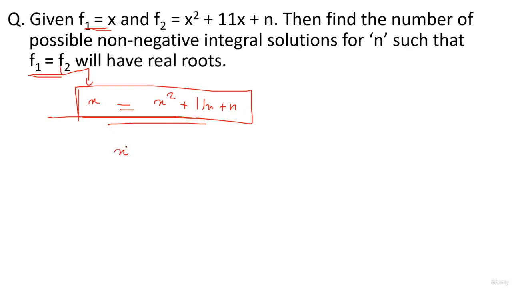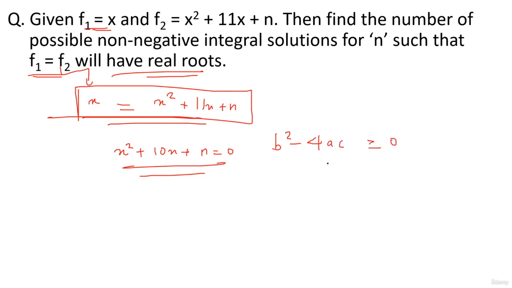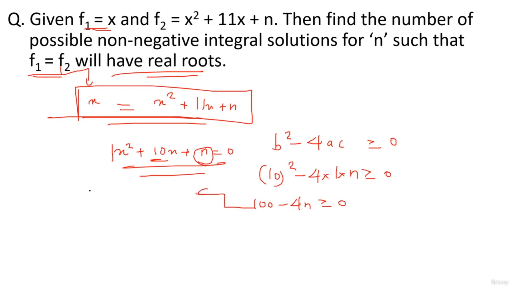If you solve this, you will get x² + 10x + n = 0. This equation should have real roots. When does a quadratic equation have real roots? Whenever b² − 4ac is greater than or equal to 0, right? Here b is 10, a is 1 and c is n. So 10² − 4 × 1 × n should be greater than or equal to 0, or 100 − 4n ≥ 0. This will happen when 4n is less than or equal to 100, or n is less than or equal to 25.